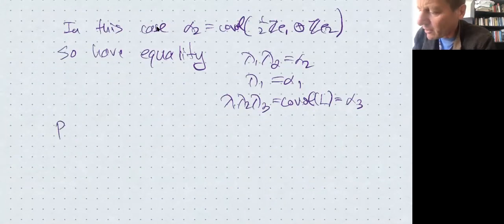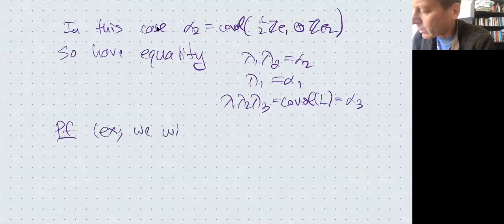So for the proof, I'm going to give the idea. This is an exercise: we will prove it for n equals 2 or 3 to give the idea.